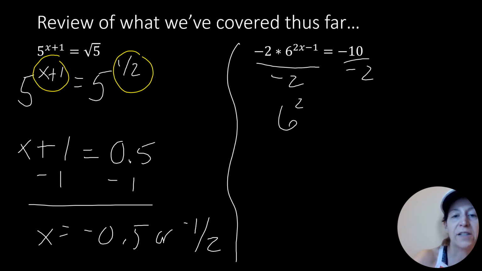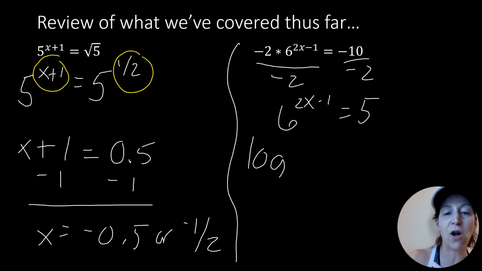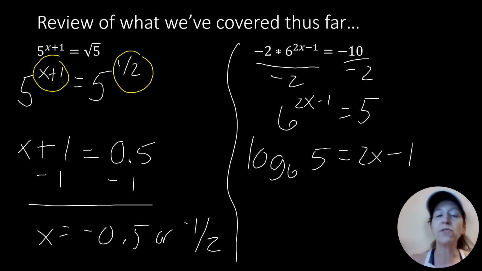So we get 6 to the 2x minus 1, and then a negative divided by a negative will give us a positive 5 there. Now we would write this as a logarithm. So pretty much we've done everything that we can do with it as an exponential. So we will write this as a logarithm, and this would be written as log base 6 of 5 equals 2x minus 1. You can use Desmos and put in log base 6 of 5 and get the decimal.